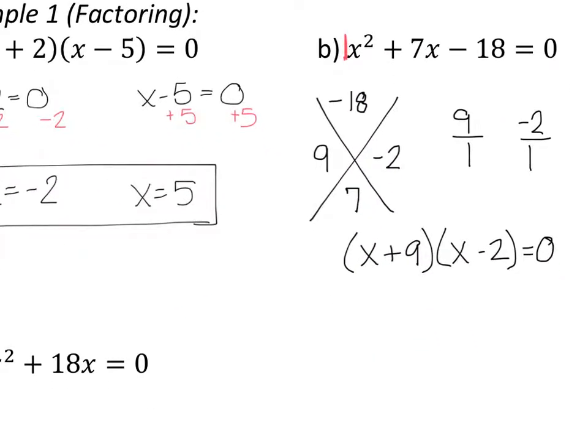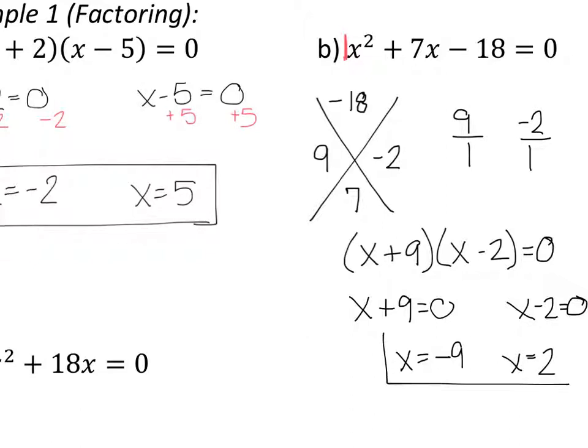Now is where we set each of them equal to 0. So x plus 9 equals 0. X minus 2 equals 0. What are my solutions? Very good. X equals negative 9 and x equals 2. Any questions there?